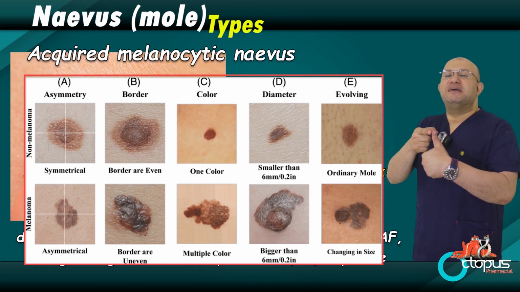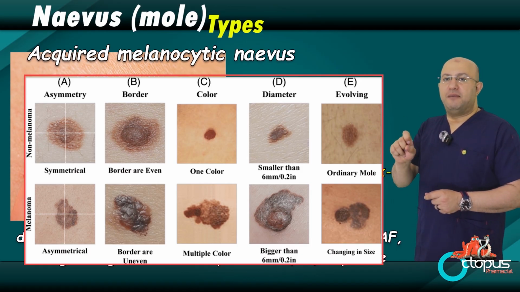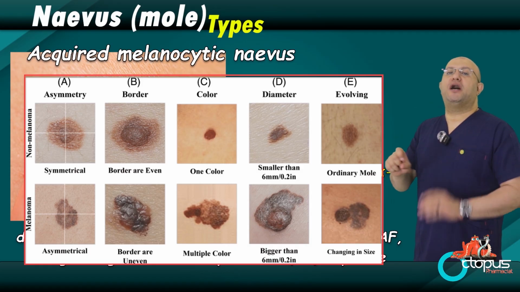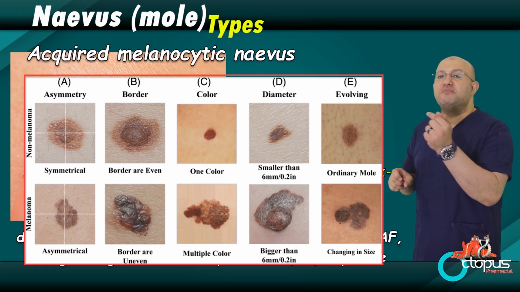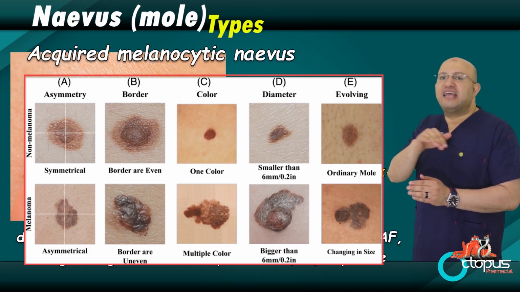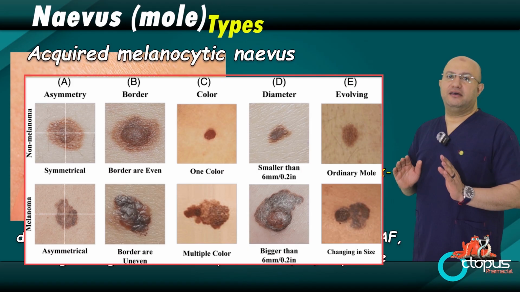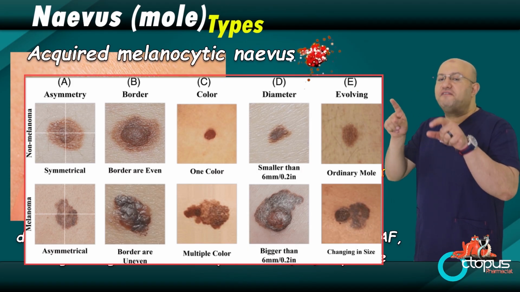B: Border. In melanoma, the borders tend to be irregular, jagged, blurred, or not smoothly rounded, instead of having a clear, sharp outline. C: Color. Normal moles usually have one uniform color. In melanoma, the lesion often shows 2 or more colors or shades, such as different browns, black, or even areas of red, white, or blue.